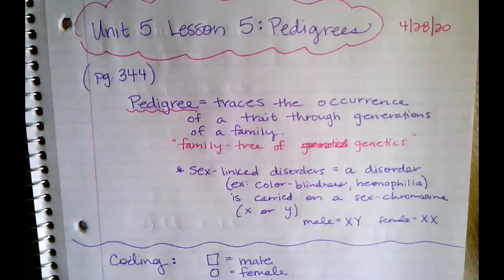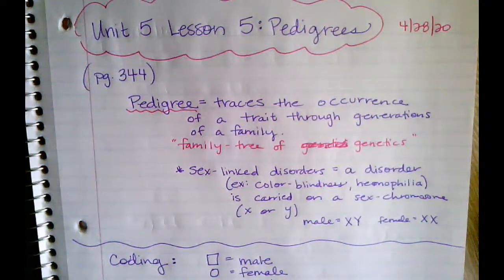So anyways, pedigrees trace the occurrence of a trait through generations of a family. Generation means your grandparents are one generation, your parents are the second generation, and then you're the third generation. Some of you might have four generations. If you have a living great grandparent, technically you have four generations living right now.